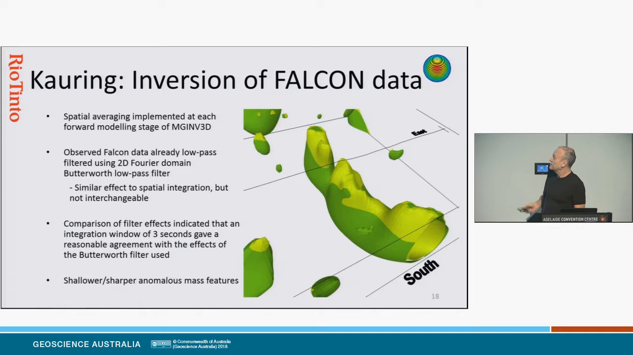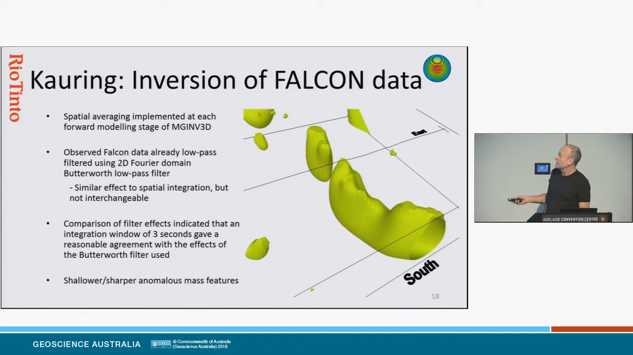So if we compare the two, you can see that just as in the, sorry, there's something I forgot. The green one is the normal integration using point samples, and the yellow one is the inversion using the incorporation of long line integration in the inversion process itself. And so when you compare them, you can see that it's got shallower depth extent, it's slightly narrower, and there's also more shallow expression of the density.